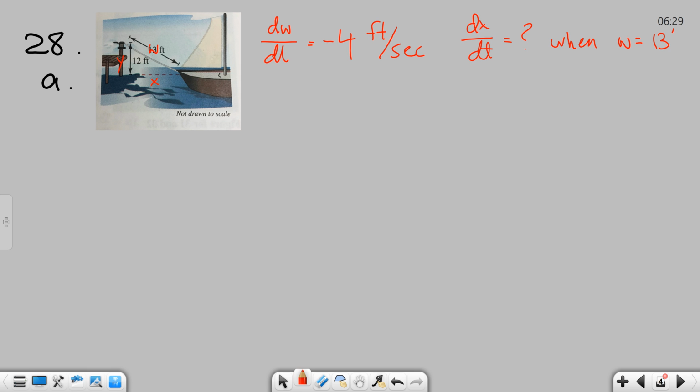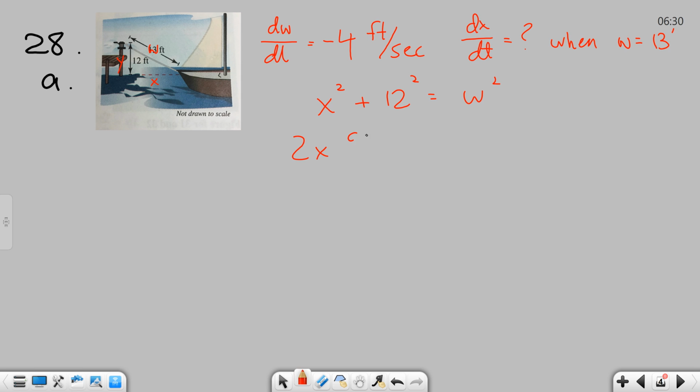Looking at the picture, it should be fairly obvious that this is a Pythagorean theorem problem. So we get x squared plus 12 squared is equal to w squared. And again, you'll notice I plugged the 12 in right away. Why did I plug the 12 in right away, even after I defined it as a variable? That 12 never changes. The winch doesn't move up and down on the pier. It's attached to the pier and is fixed, so it stays there the whole time.